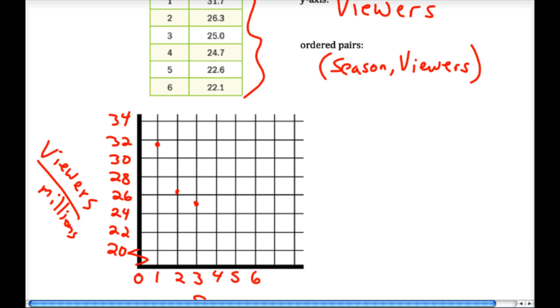At 4, 24.7. At 5, it's 22.6. And at 6, it's 22.1. It could maybe be a little bit higher, but it doesn't matter. Okay? All right.